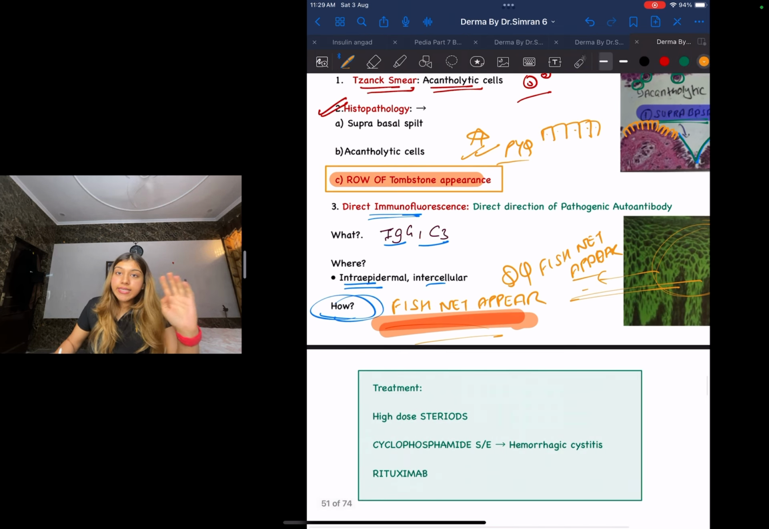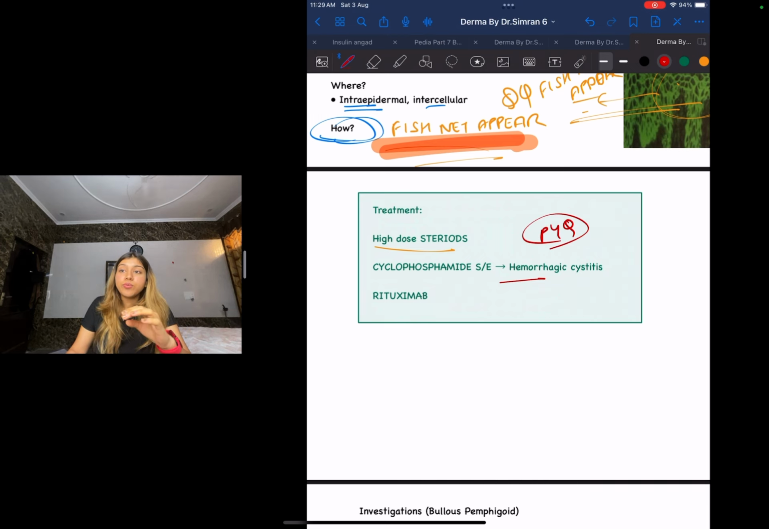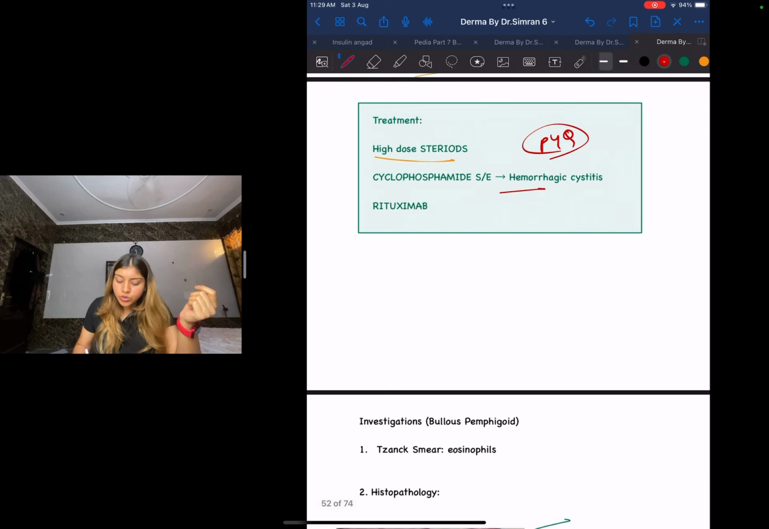Next guys, the treatment: you will start the patient on high dose steroids. High dose steroids. You can also give cyclophosphamide. If they ask you, this is a PYQ, what is the side effect of cyclophosphamide, the patient will come with hemorrhagic cystitis. One more drug that you can give is going to be rituximab.